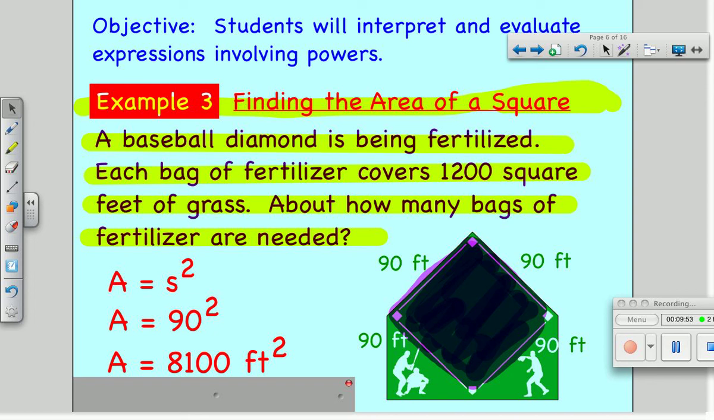8,100 feet squared. Now how many bags of that 1,200 square feet per bag do I need to cover 8,100 square feet? So for instance, if I have one bag, that covers 1,200. If I have two bags, that covers 2,400. If I have three bags, that covers 3,600. And we move on, counting by 12s. Okay? So let's look at the next page and see what we have.